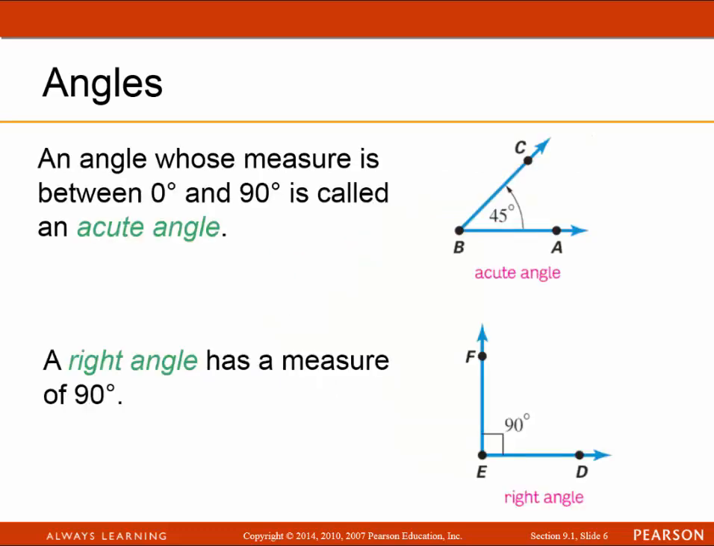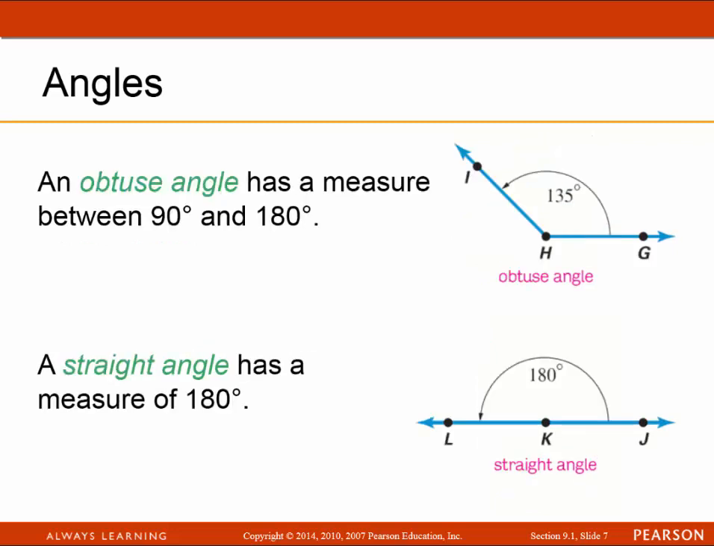Now, we have different types of angles. So an angle whose measure is between 0 degrees and 90 degrees is called an acute angle, and a right angle has a measure of 90 degrees. There are two other types of angles. There's an obtuse angle that has a measure between 90 degrees and 180 degrees, and a straight angle that has a measure of 180 degrees.